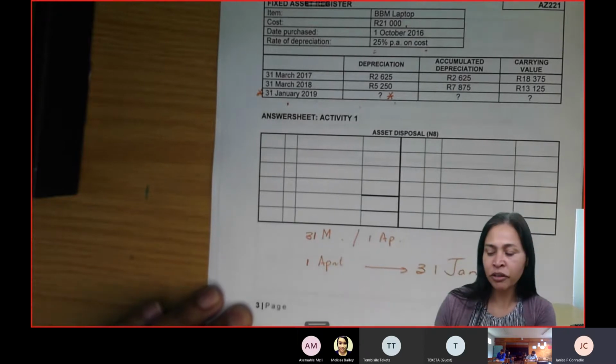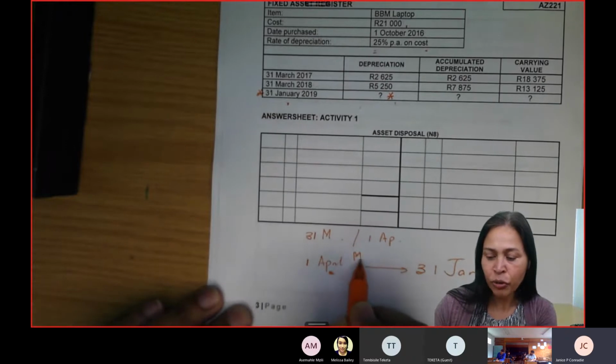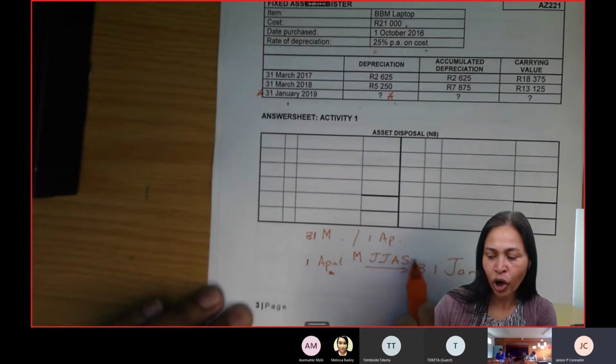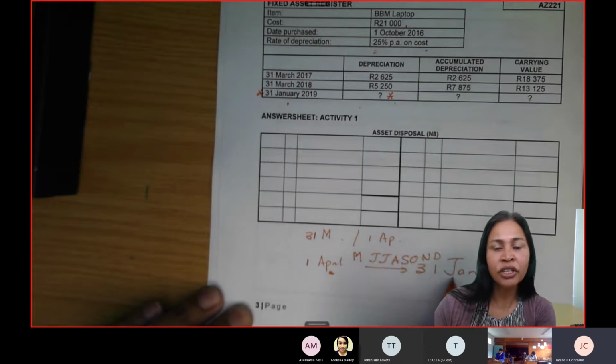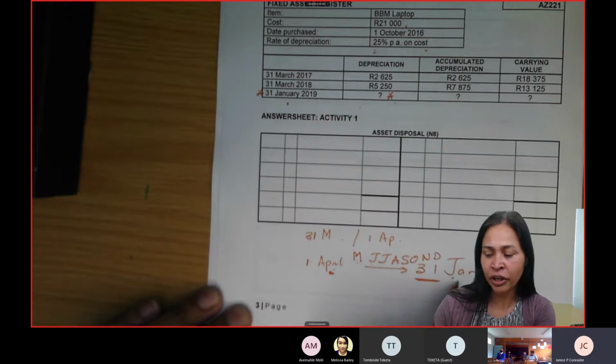So let's count how many months I've used it. I've used it for the month of April. I've used it for May. I've used it for June, July, August, September, October, November, December, including January this time because I've had it up till the end of that month. Right? So I have used it for 1, 2, 3, 4, 5, 6, 7, 8, 9, 10. I hope you're all clear on that one.